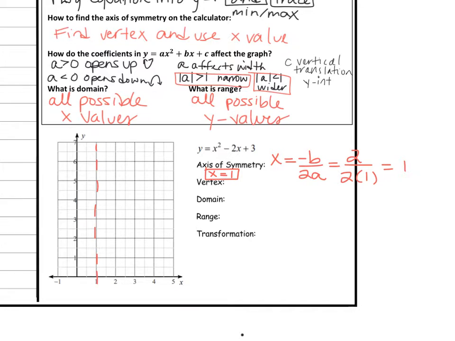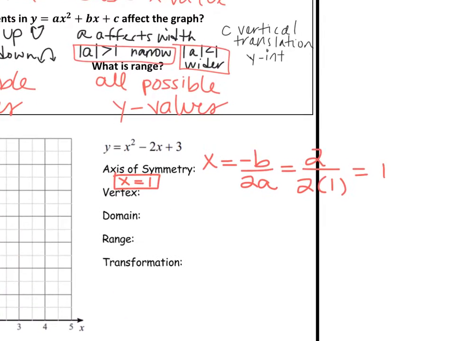And then to find our vertex, remember we plug back in. Plug in x to get y. So y is equal to 1 squared, use parentheses, minus 2 in parentheses 1, plus 3. So that's 1 minus 2 plus 3, which is 2. So my vertex is (1, 2). Okay, so that one worked out nicely. But if it didn't, then you would be in good shape because you wouldn't necessarily see it on your table.